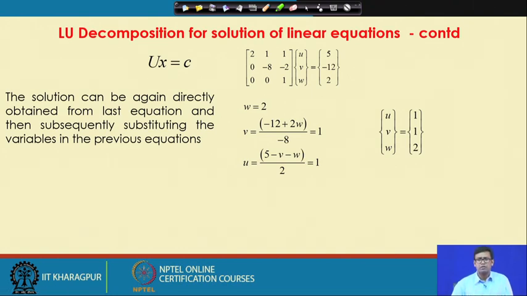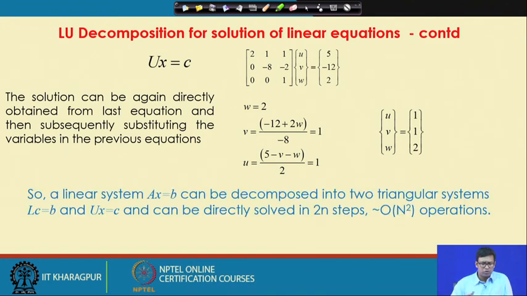It is first solving a lower triangular matrix times c is equal to the right hand side vector, and then solving an upper triangular matrix times the solution vector x is equal to c. So, a linear system Ax is equal to b can be decomposed into two triangular subsystems, Lc is equal to b and Ux is equal to c, and then they can be directly solved in two n steps. First n steps are needed to solve the first n equations, and then n steps are needed to solve Ux is equal to c, the next n equations. And the order of the number of operations comes down to n square.